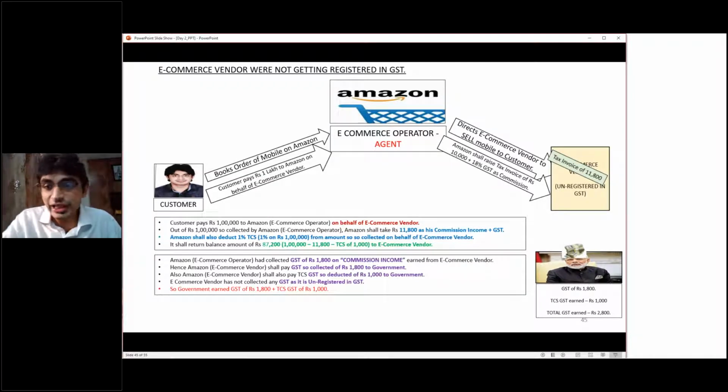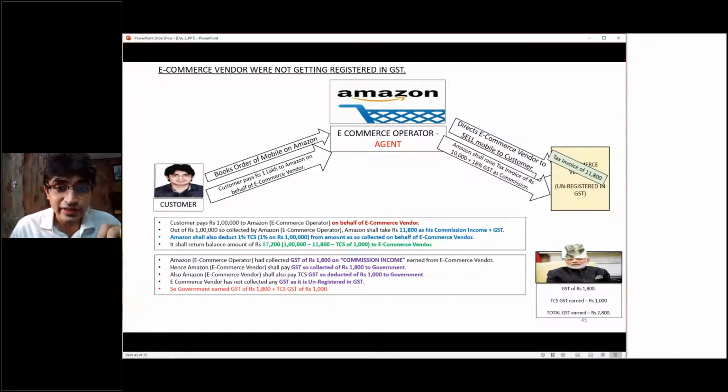So indirectly, I repeat, all the e-commerce vendors for goods are now compulsorily getting registered in GST. Understood? TDS and TCS, why were they introduced, what are the benefits? You know the rate of TCS, what is the difference? Rate of TDS is 2%. Rate of TCS is 1%. Only that is the major difference.